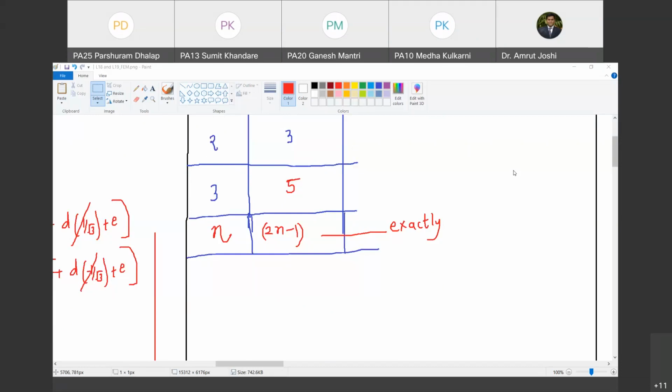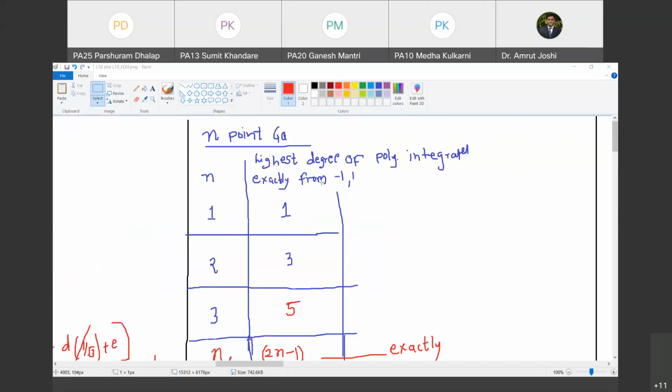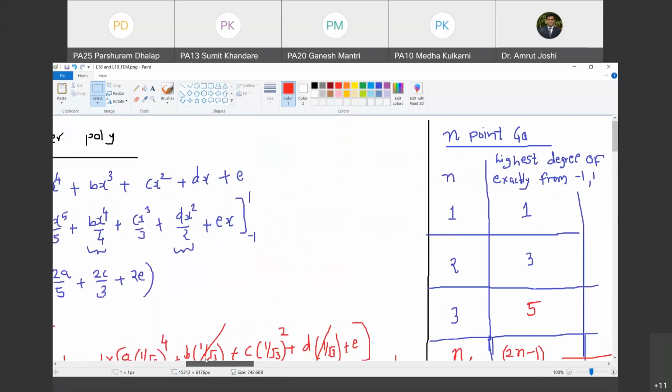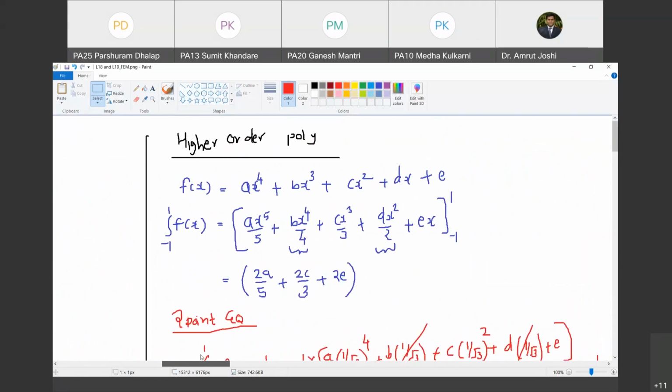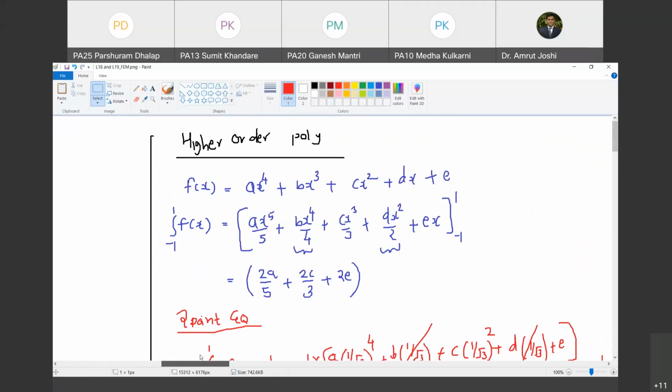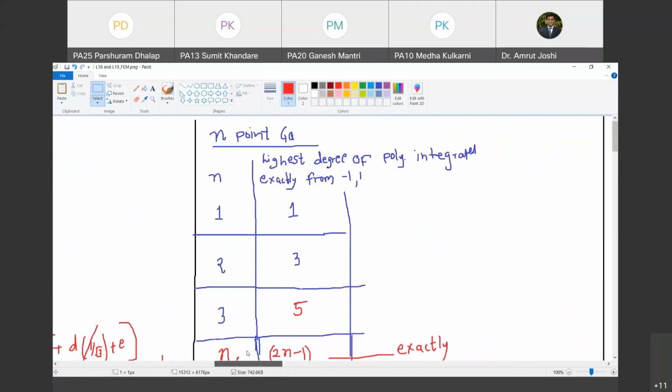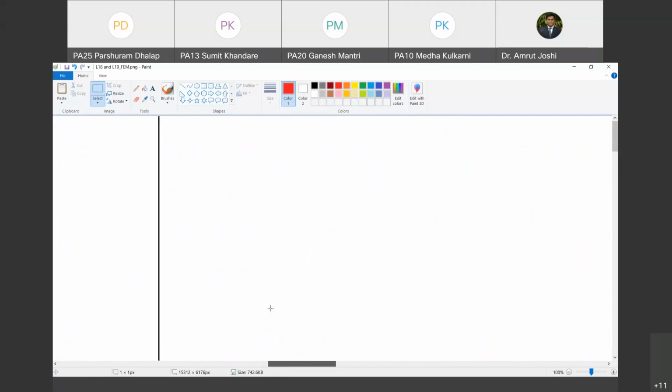So therefore, if I have to integrate a quantity with reference to two variables, how do I use this Gauss quadrature? Are you with me? So how have we done it so far? We have integrated with reference to only one variable. Now, what if it is a function of x and y? So how to integrate? That is our next question.